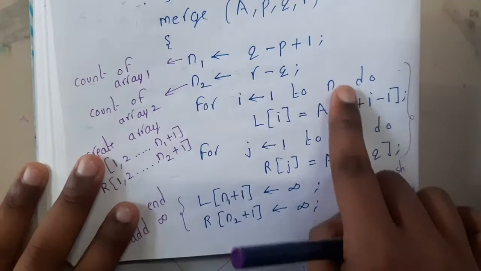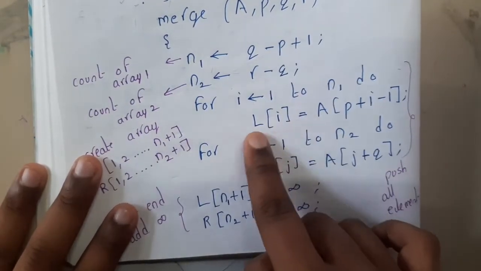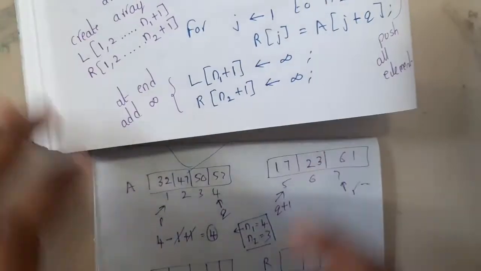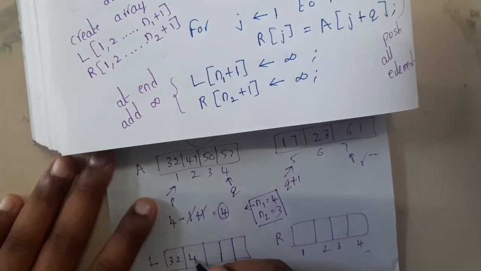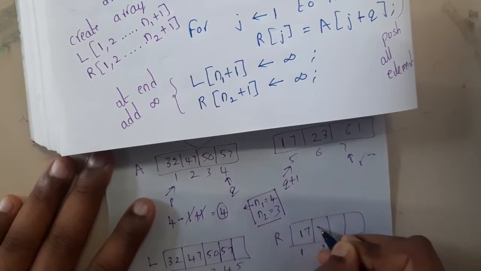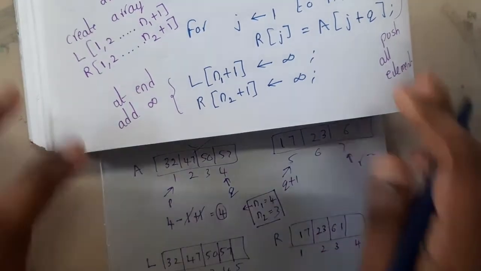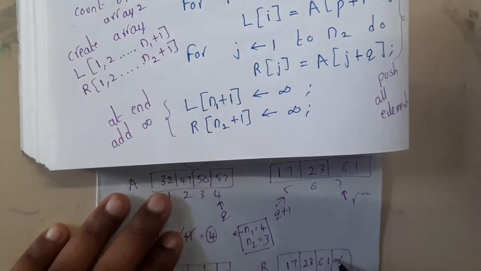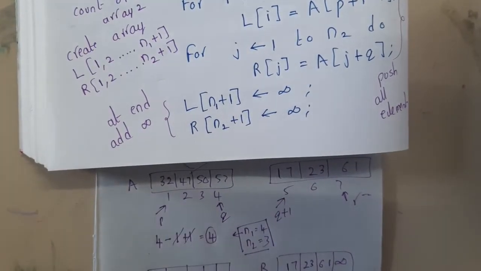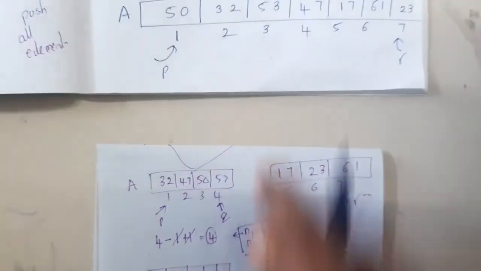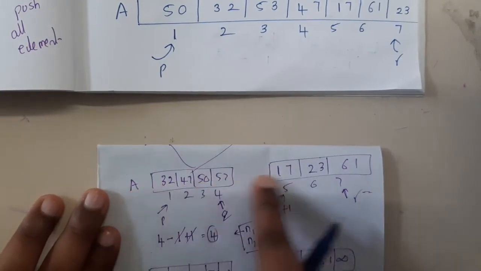That substitution is this logic, these two lines. L of I is equal to A of P plus I minus 1. So now 32 will come here, 47 will come here, 50 will come here, 57 will come here. Similarly 17, 23, 61. At the last position, you place infinity. Most of you might not understand why I am doing these steps, but you will understand, don't worry. So now I have L, R, and the whole array A.